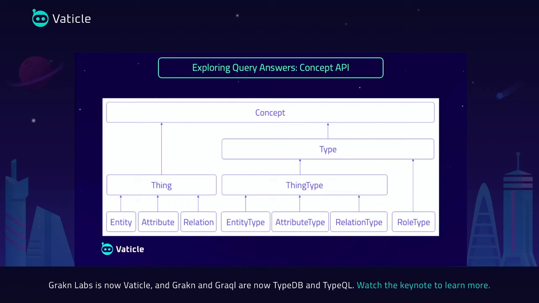Match query returns a concept map. A concept map is a map of variable names to concepts. A concept is either a thing, instance, or a type. And each of these also have their own type hierarchies, as you can see in the diagram.